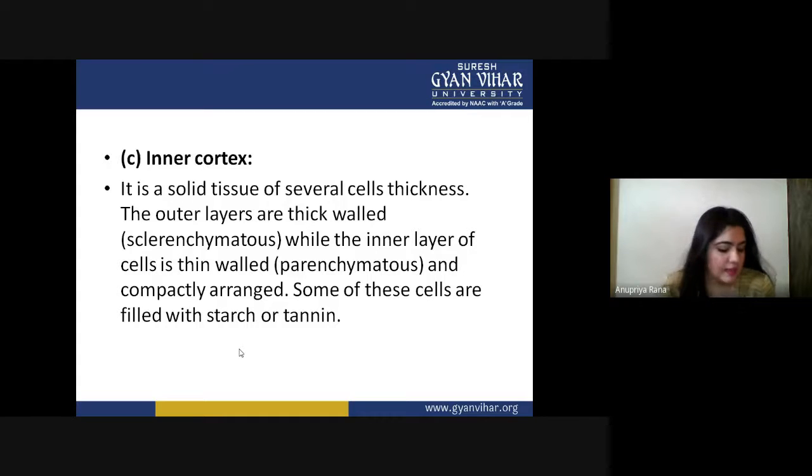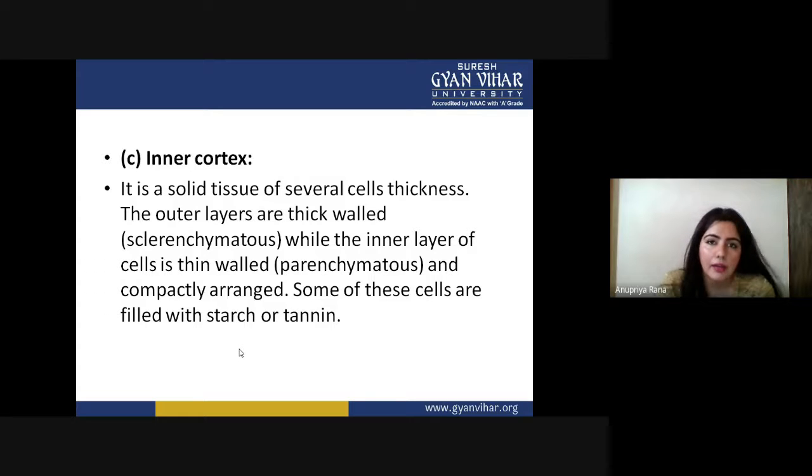So why is this sclerenchymatous zone present here? What is the need of having this sclerenchymatous zone here? Basically, the work of sclerenchyma is to give mechanical support. These cells have very thick walls, and because of the thick walls, they are almost dead cells. Because of these dead tissues, what does dead tissue always do?